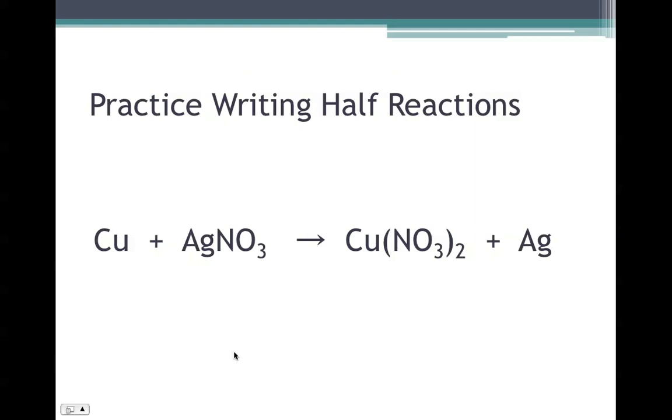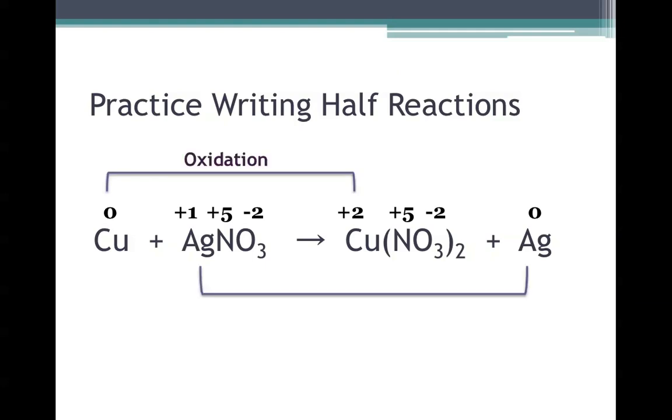Alright, here's another example. Go ahead, pause, and assign oxidation numbers. You should come up with the following oxidation numbers here. We have copper that's going through oxidation as it goes from 0 to +2, and then silver is going through reduction as it goes from +1 to 0 with a gain of electrons.